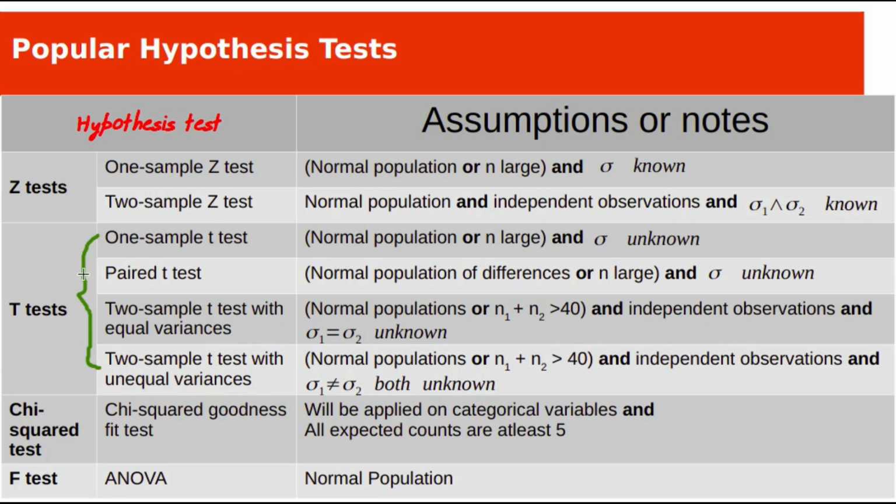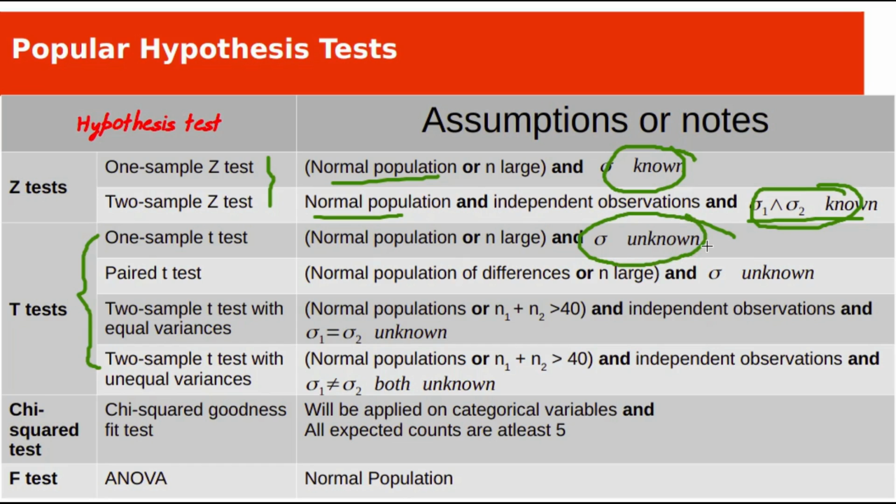T-test, we have these 4 kinds of t-tests. Z-tests are appropriate for comparing means under strict conditions like normality of the population, and you should know the sigma value. Here also the population standard deviation should be known. T-test is appropriate for comparing means under relaxed conditions. Here we don't need to know the population standard deviation.